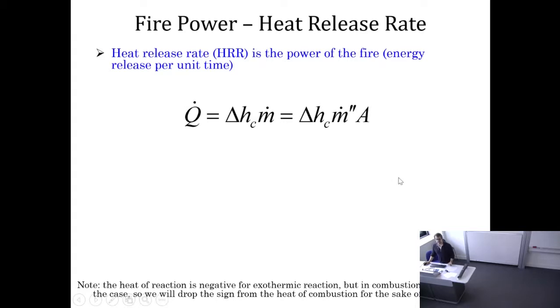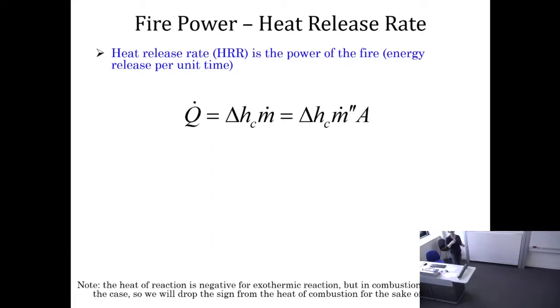But then you will need to know the burning rate. How many kilos per second, how many grams per second are burning, and then when these grams are burning, they will release that amount of heat, mediated by the heat of combustion. But the burning rate, which is how many grams per second are burning, you can express it as the burning rate per unit area times the area.